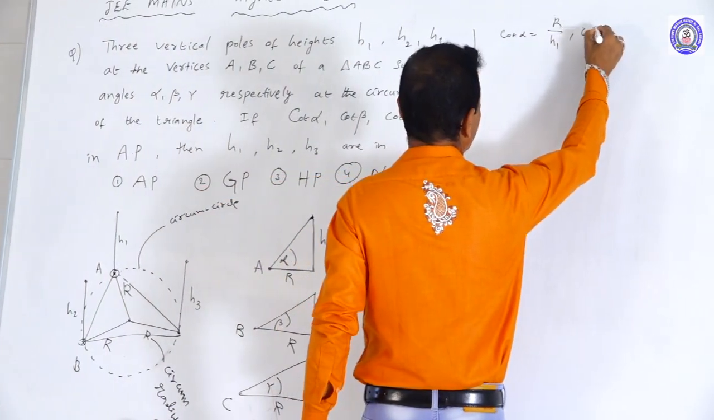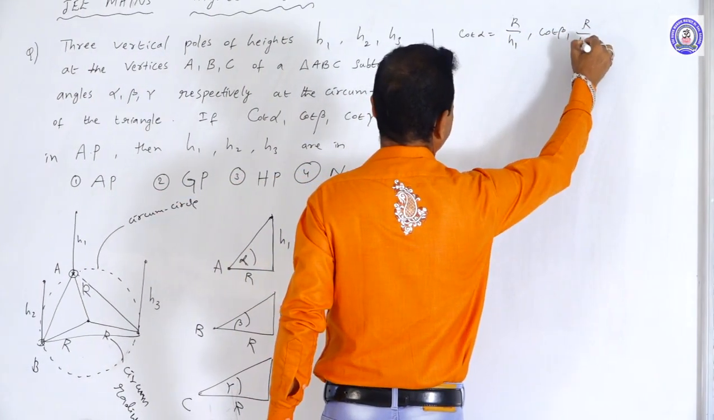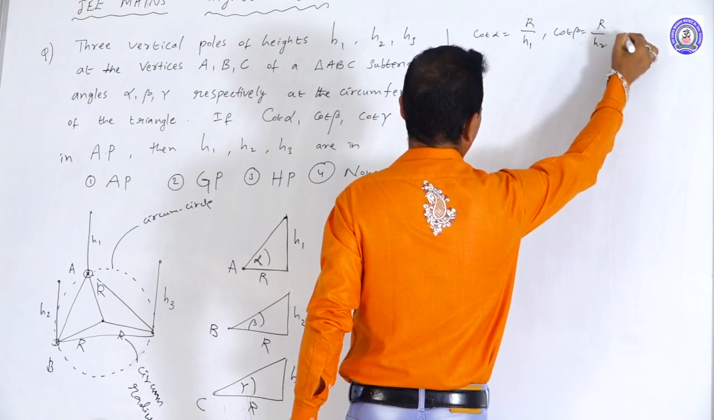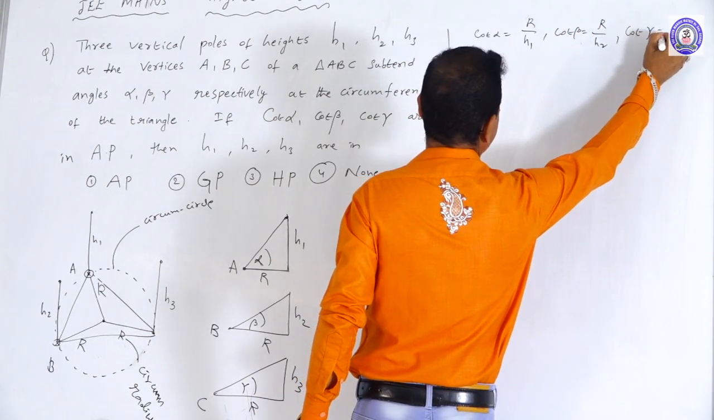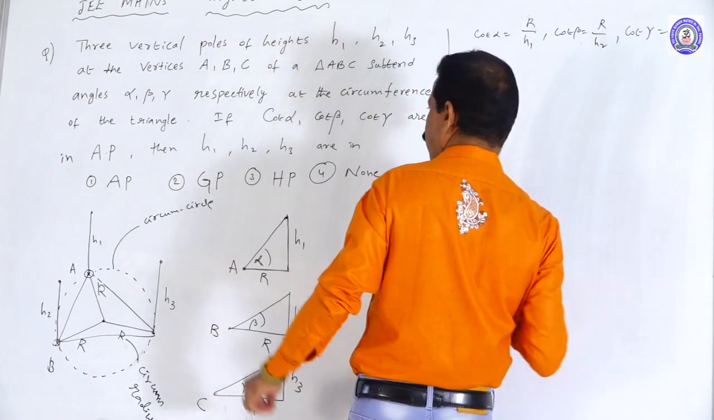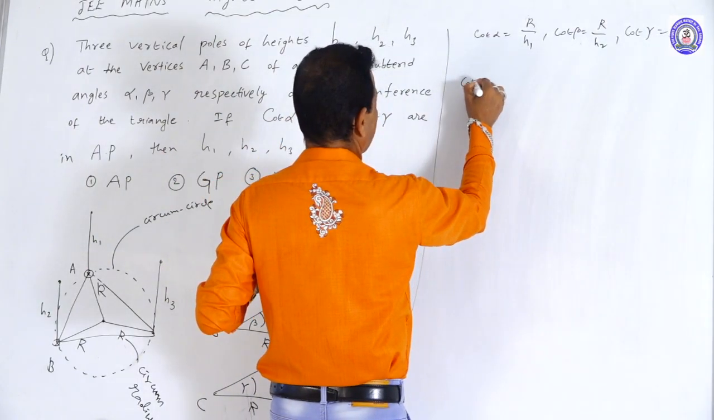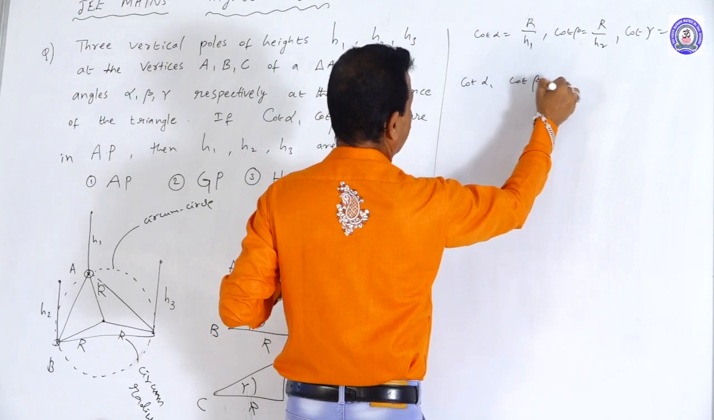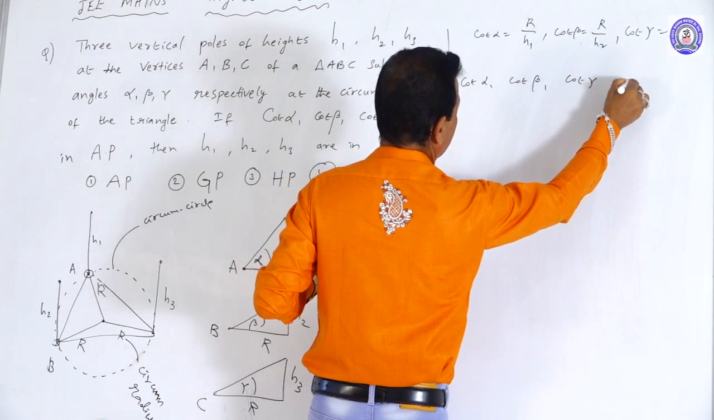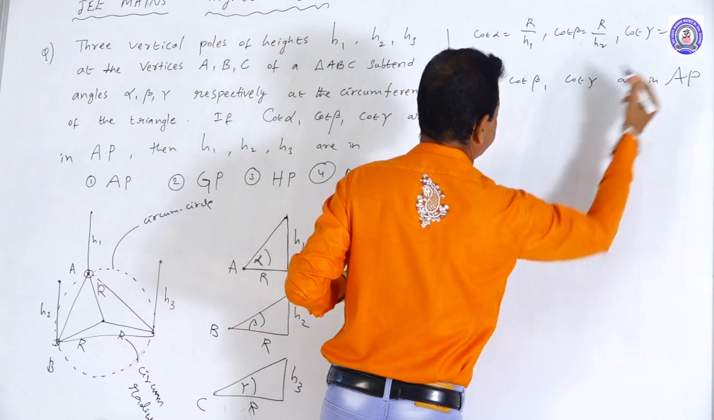Similarly, cot beta is R by h2, and cot gamma is R by h3. From the data, cot alpha, cot beta, cot gamma are in AP.